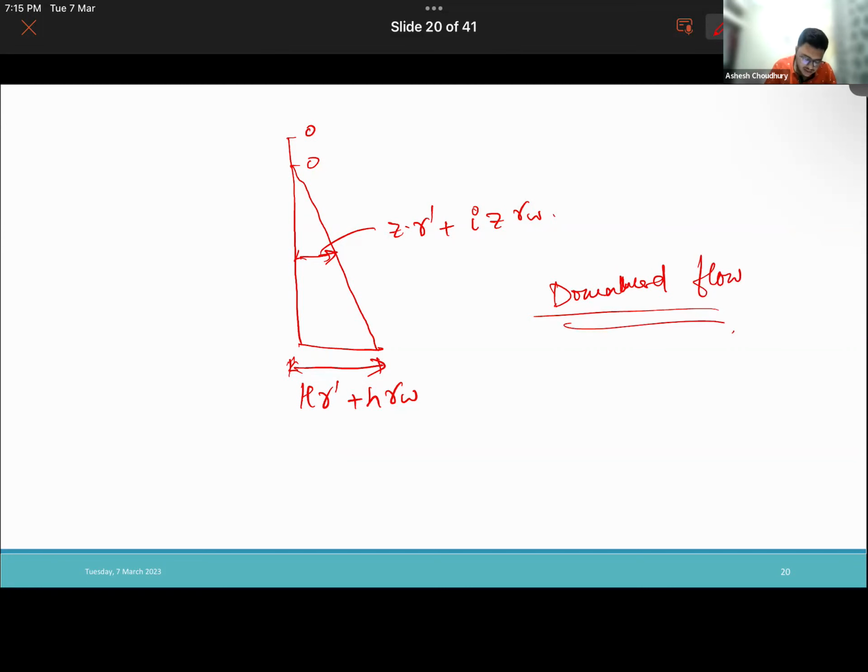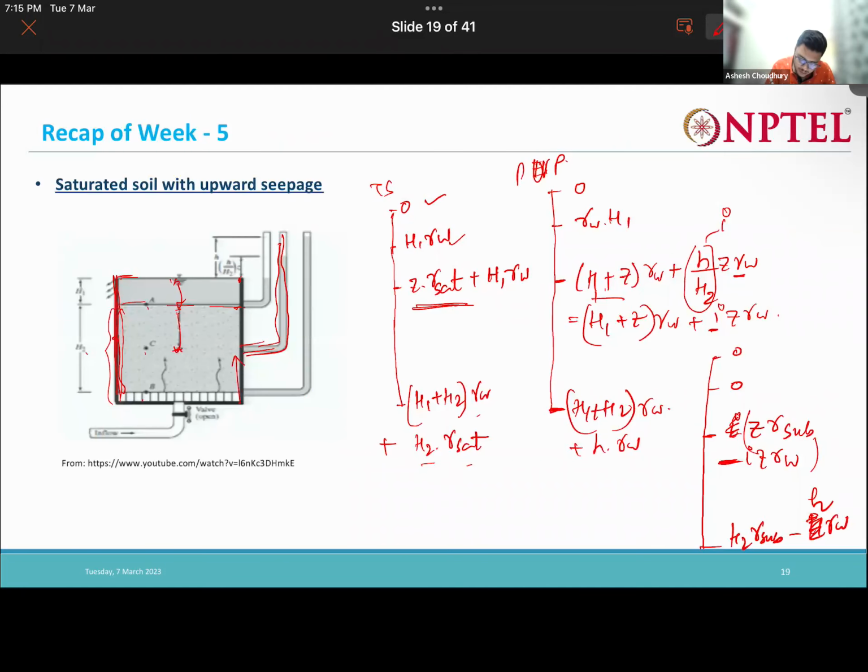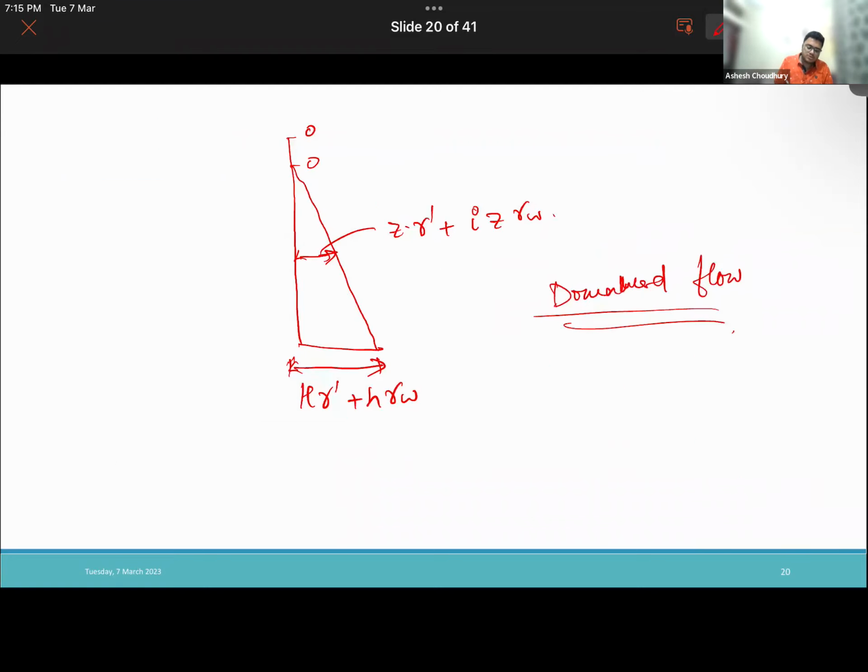So what is happening is that during upward flow, this term is negative. The seepage pressure is actually reducing our effective stress. And when there is downward flow, our effective stress is increasing due to the seepage. This term is coming due to the seepage. This iz gamma W term is called the seepage pressure, and that is increasing my effective stress.